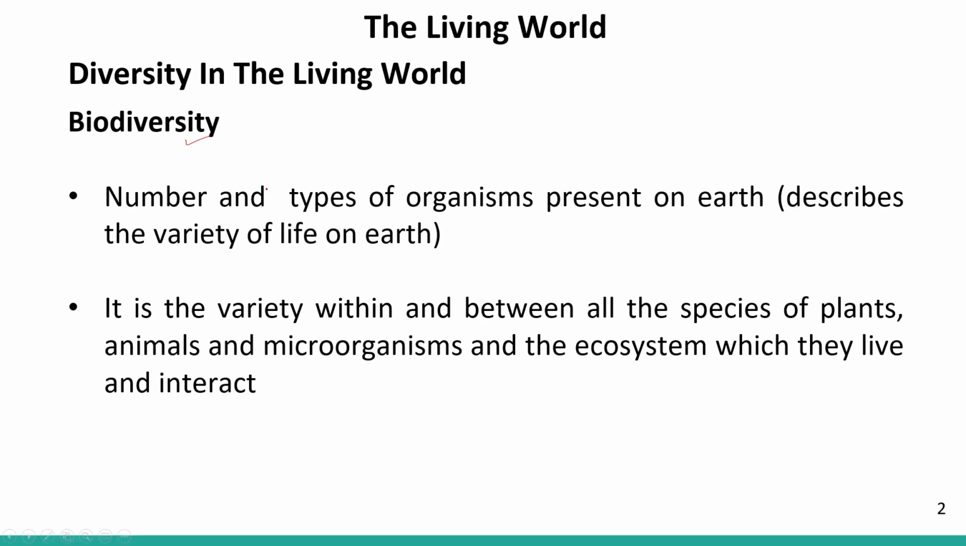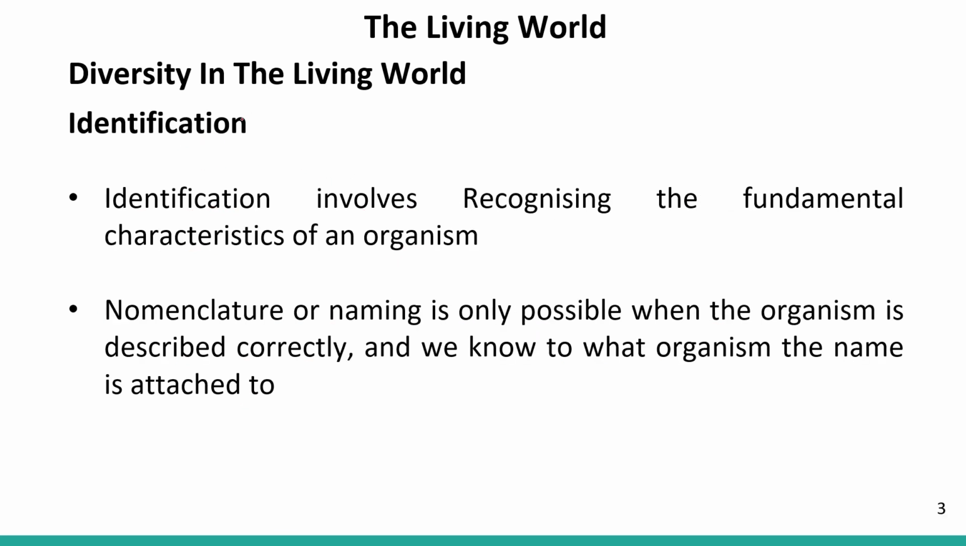So how can biodiversity be defined? Biodiversity is the number and type of organisms present on the earth, or you can say biodiversity is the variety of life forms present on earth. Again, how can biodiversity be defined? It is the variety within and between all the species of plants, animals and microorganisms and the ecosystems in which they live and interact.